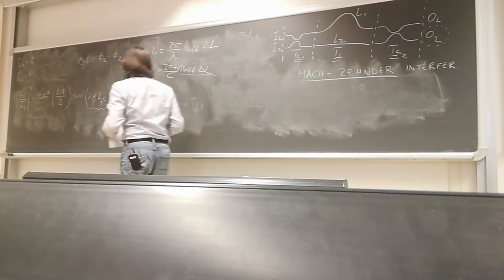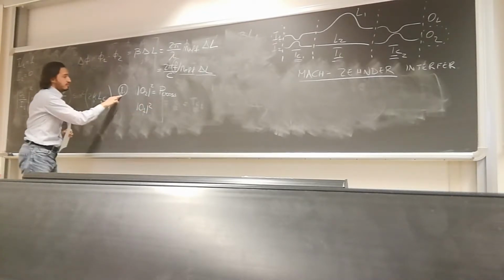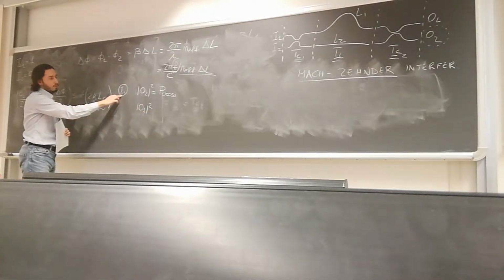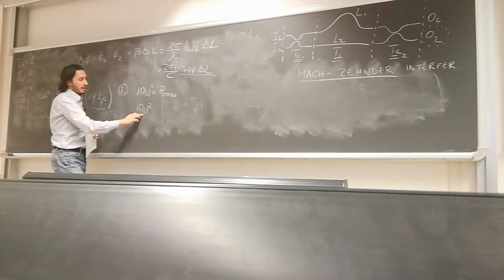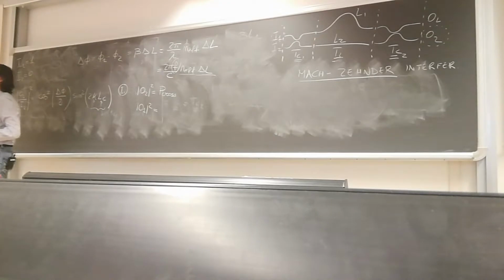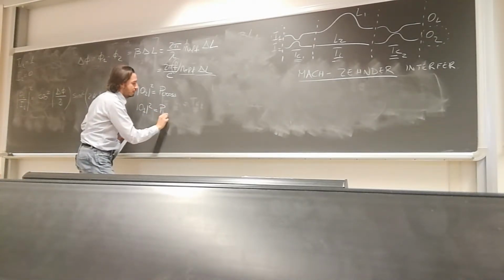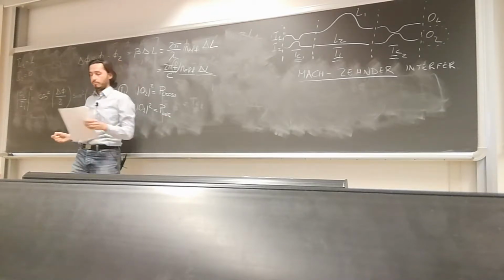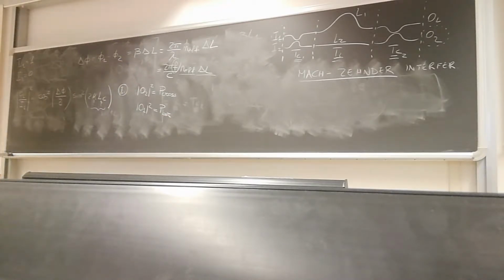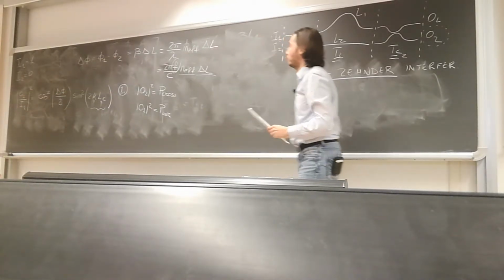While if I enter from port 1 and I look at the output 1, so I remain on the same waveguide, this power is typically referred to as P bar. Okay? Just to give a name to the port. Crossing means I go to the other waveguide.